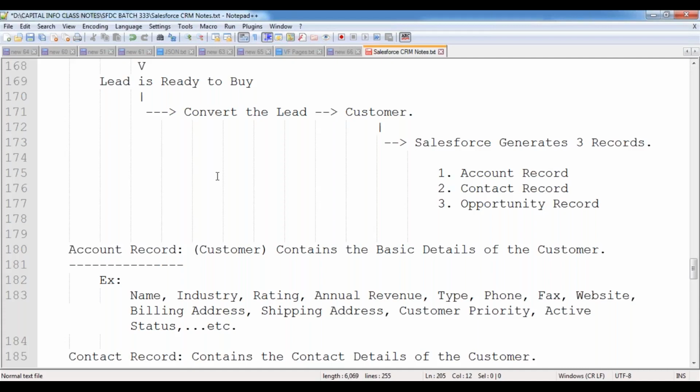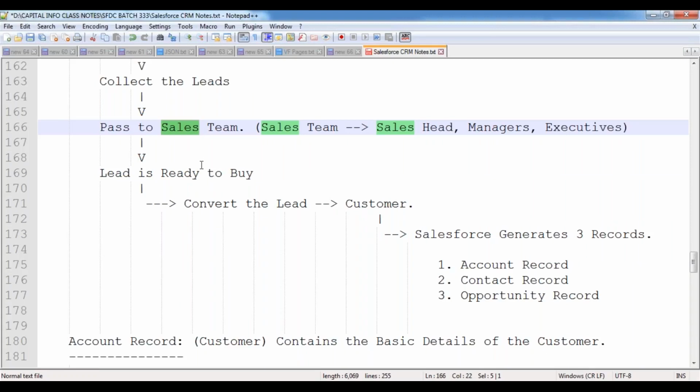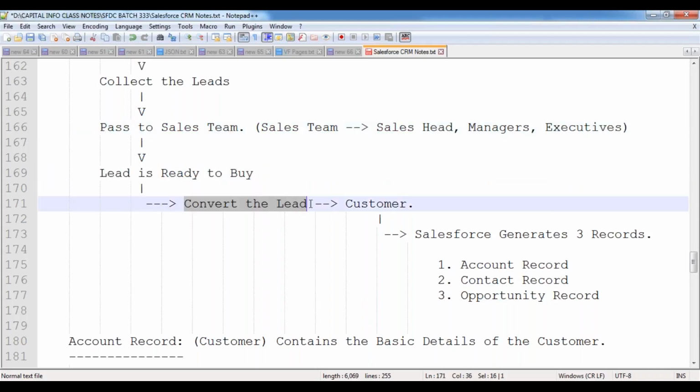So the marketing team conducts various campaigns, and through those campaigns they collect various leads. Once the lead information has been captured, the marketing team passes these lead records to the sales team. Once the sales team has collected the leads information, they start contacting the lead over the phone, by sending email notifications, or by meeting the people directly by taking an appointment. If required, they will follow up with the lead multiple times also. By continuing to contact the lead, finally they convince the lead to buy the product. Once the lead is ready to buy the product, they convert the lead into a customer.